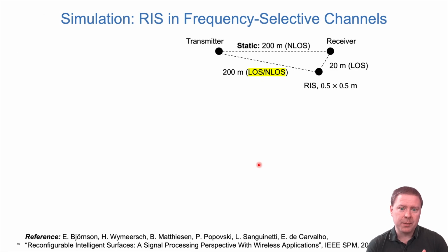And to drive home that point even more, let's look at a simulation scenario where we have a transmitter, we have a receiver, we have an RIS. There is a static path between transmitter and receiver, which is a non-line of sight path, so there are many different objects in different angular directions. There is a line of sight path between the receiver and the RIS, it's just 20 meters. This might be me standing in this virtual office that you saw before. And then we will be switching between having a link between transmitter and the RIS, which is either line of sight or non-line of sight.